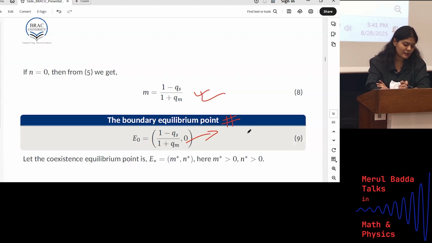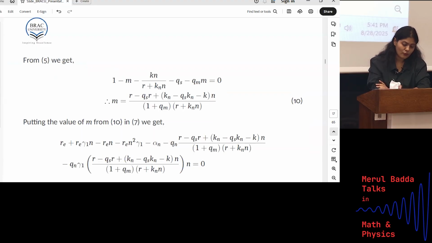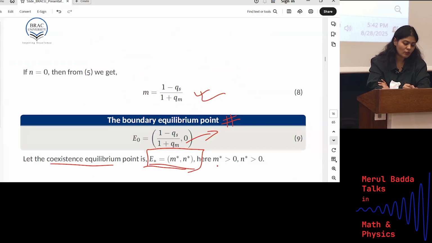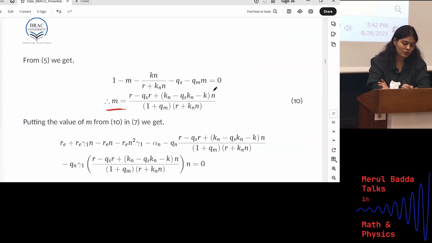But if there are beetles in our forest, then it is called the coexistent equilibrium point or endemic equilibrium point, because there are beetles in our forest. Then from this equation, we can also find the value of M where N is not 0, and also N is greater than 0, because we know that the density of any population cannot be negative.